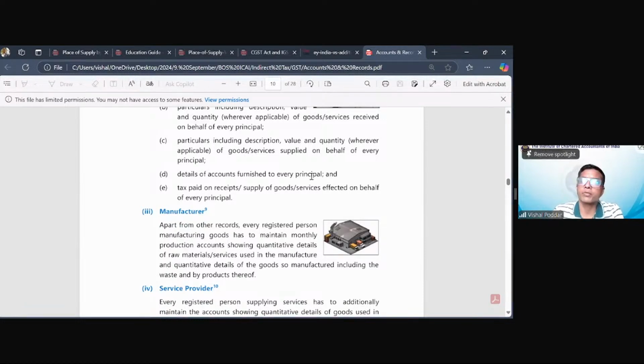Now, what is this detail of accounts furnished to every principal? If you remember your topic of consignment account, we had this concept called account sales or account current, where periodically the agent was giving the details of whatever he has sold, whatever collection has been made, and whatever expense has been incurred by him on behalf of the principal. The agent used to give these details to the principal, and those details were called account sales or account current. So that is what is mentioned over here. You have to give the details of the accounts which you have periodically been sending to your principal.